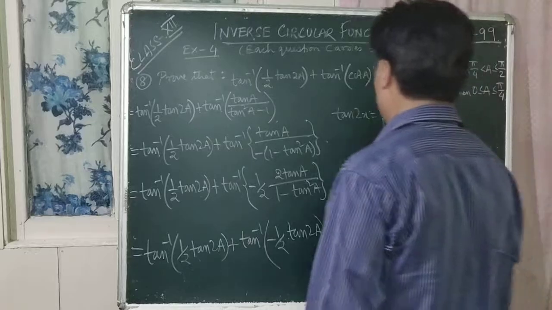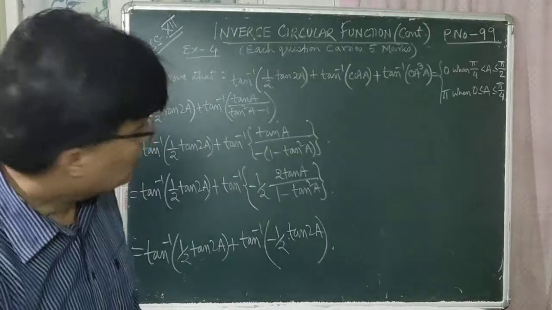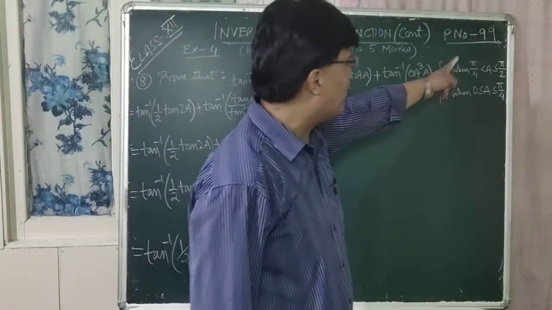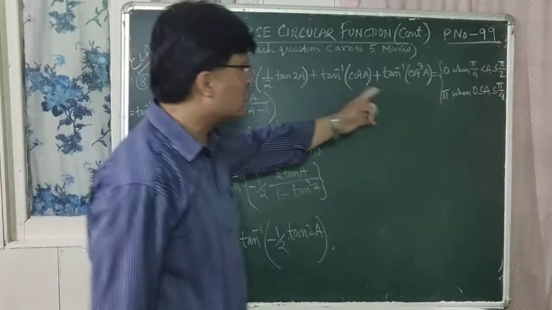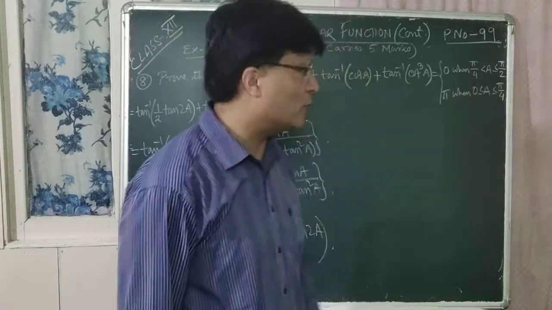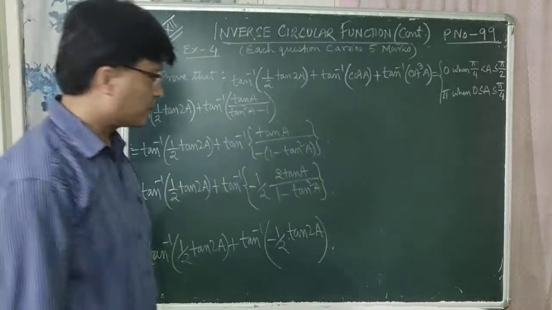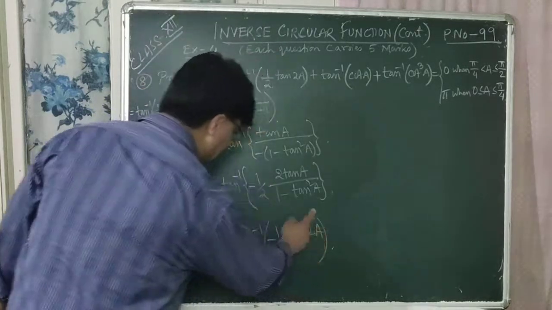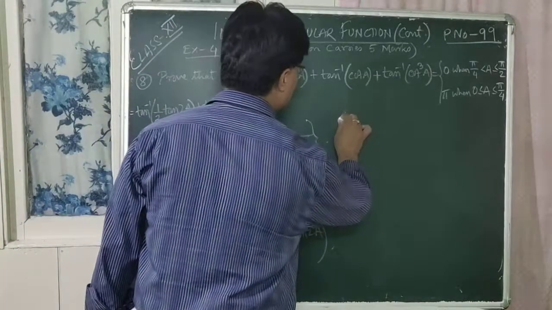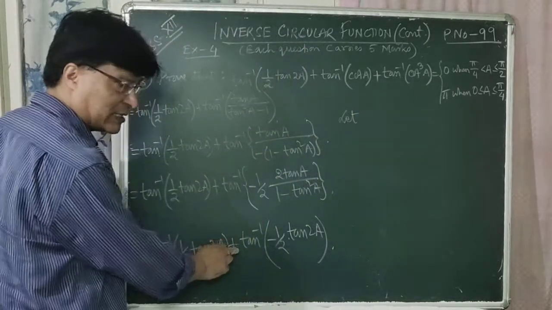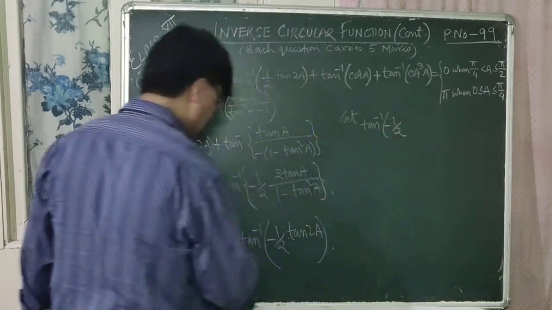So now let us do further simplification here. Next, now you have to prove this left hand side is equal to 0 when pi by 4 less than a less than or equal to pi by 2. But this left hand side is equal to pi when 0 less than or equal to a less than or equal to pi by 4. Okay? So now, let us simplify this second term because there is minus sign out here. Let us assume this second term, okay? Tan inverse within bracket minus half tan 2a.